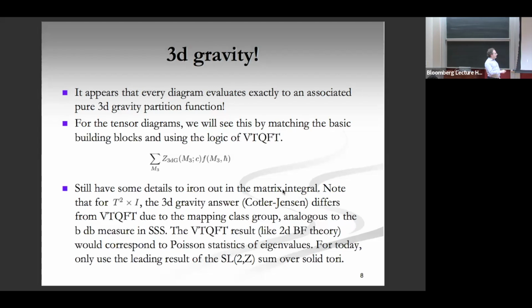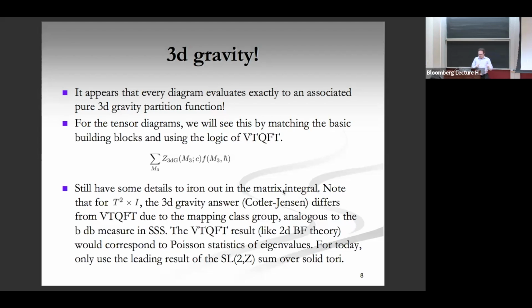So at the end of the day, you get quantities that look like a sum over 3-manifolds of some 3D gravity partition functions, which depend on parameters like c, and then some other function of the manifold in h bar, which doesn't really have to do with 3D gravity. And if you want the h bar goes to 0 limit, the conjecture is that all these F's become 1.